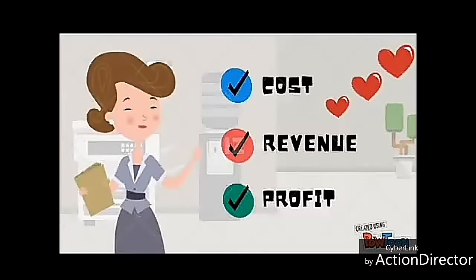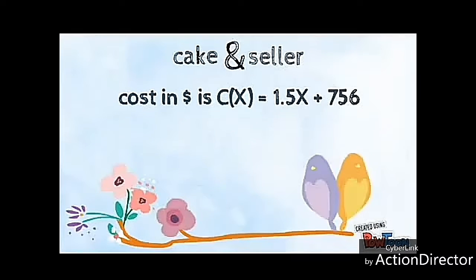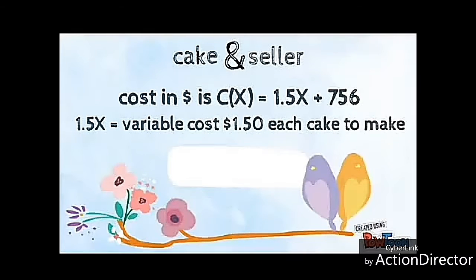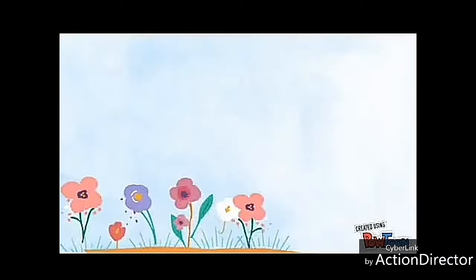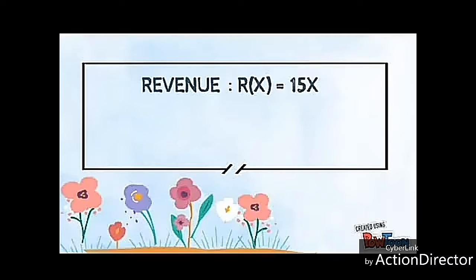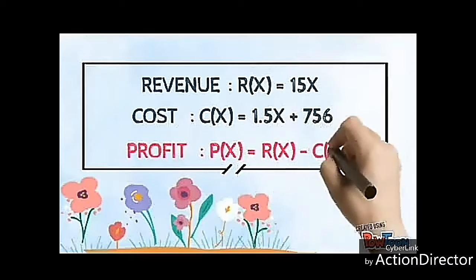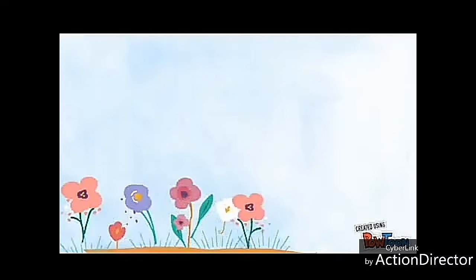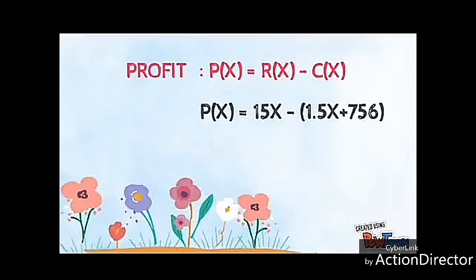Cost, revenue, profit. Cake seller. Cost in dollars is C(x) equals 1.5x plus 756. 1.5x equals variable cost: $1.50 for each cake to make. 756 is fixed cost. Revenue, R(x) equals 15x. Profit, P(x) equals R(x) minus C(x). P(x) equals 15x minus (1.5x plus 756). P(x) equals 13.5x minus 756.